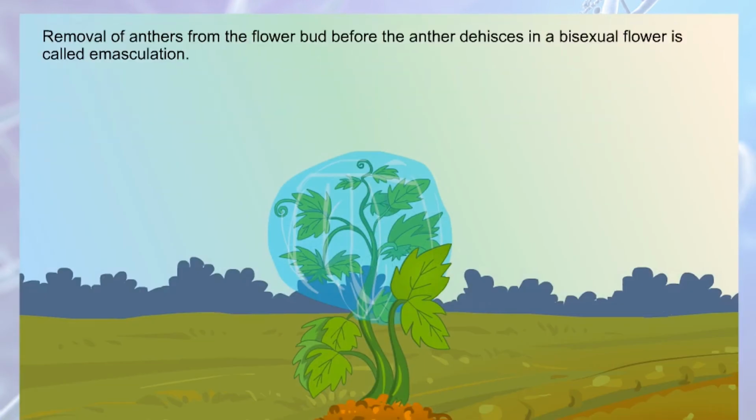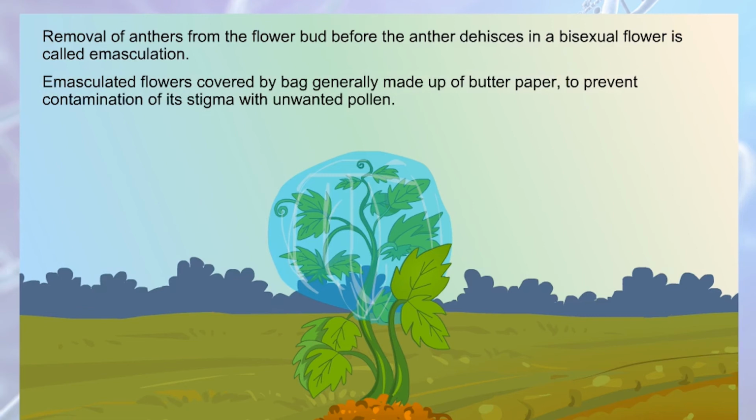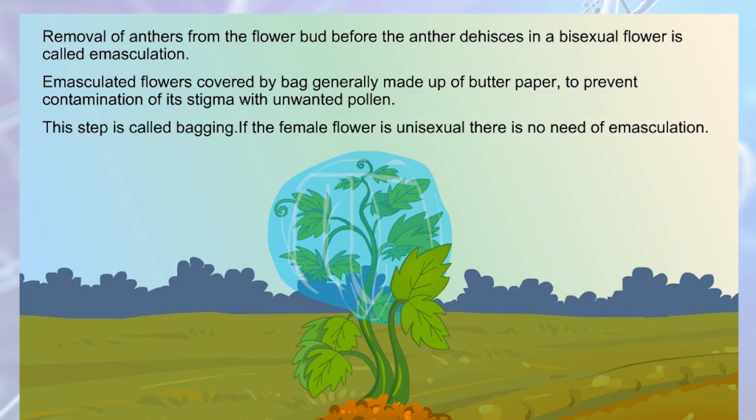Removal of anthers from the flower bud before the anther dehisces in a bisexual flower is called emasculation. Emasculated flowers are covered by bags, generally made up of butter paper, to prevent contamination of its stigma with unwanted pollen. This step is called bagging. If the female flower is unisexual, there is no need of emasculation.